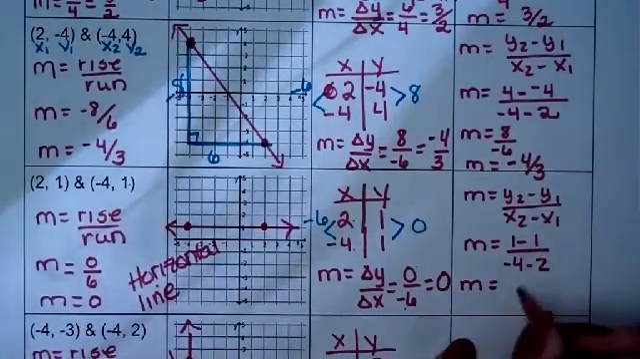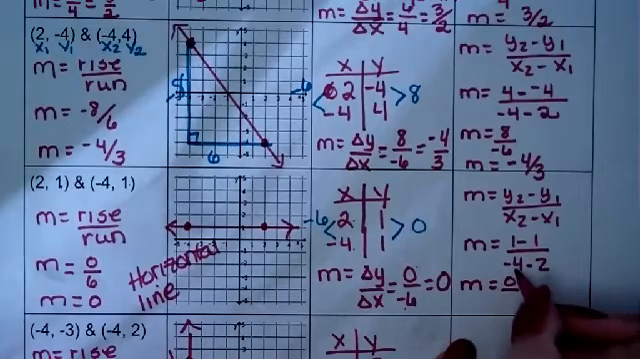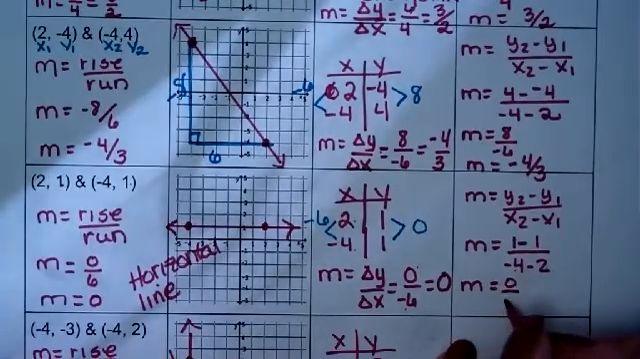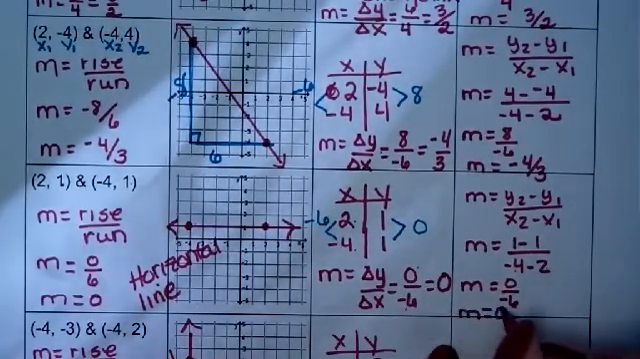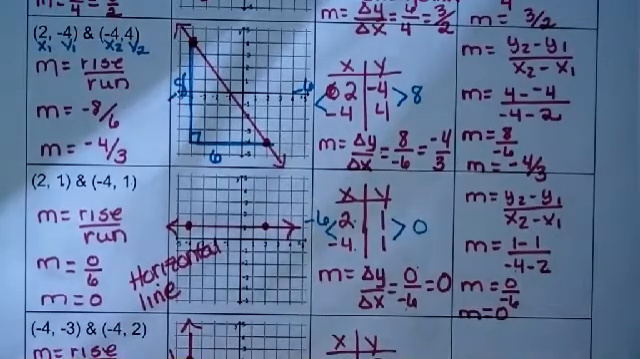1 minus 1 we know is 0, right? Negative 4 minus 2 is negative 6. But 0 divided by anything is just 0. And I'm done. And again, once I get past this formula part, I start seeing how all these things are very similar and repeating in those fractions.